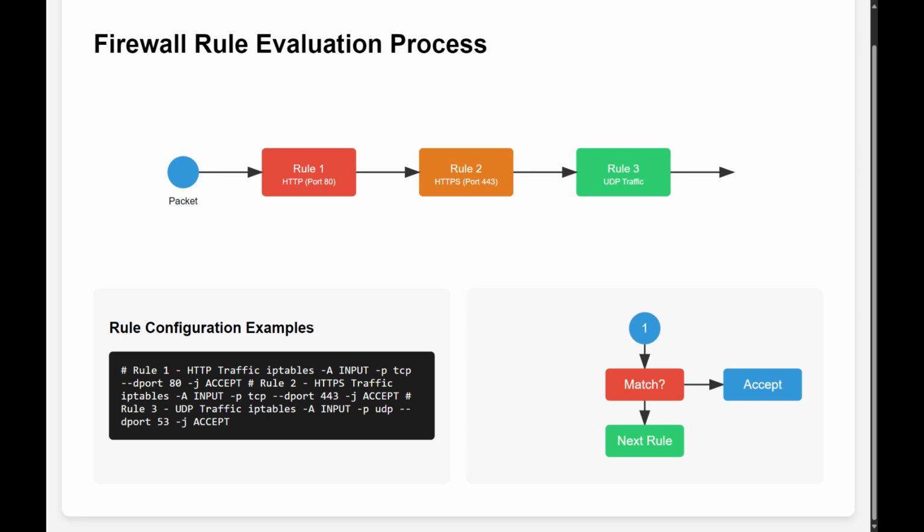The first rule might allow standard HTTP traffic. The second rule permits HTTPS communications, while subsequent rules handle other specific protocol requirements. The firewall systematically evaluates each packet against these criteria until either a matching rule is found or all rules have been checked. This systematic approach to packet filtering ensures controlled network access while maintaining efficient traffic flow. The sequential evaluation process provides a structured method for implementing security policies and managing network communications.